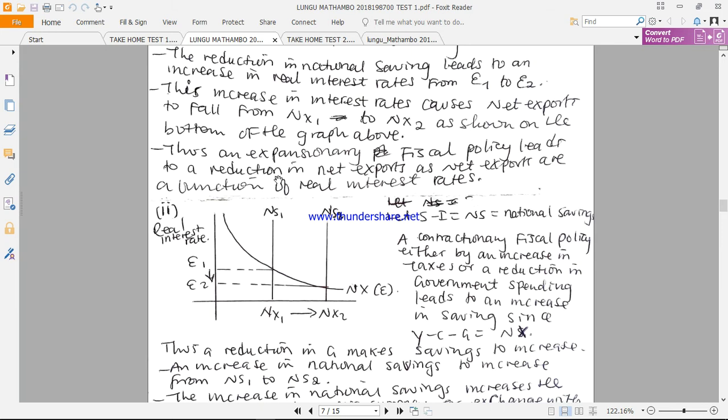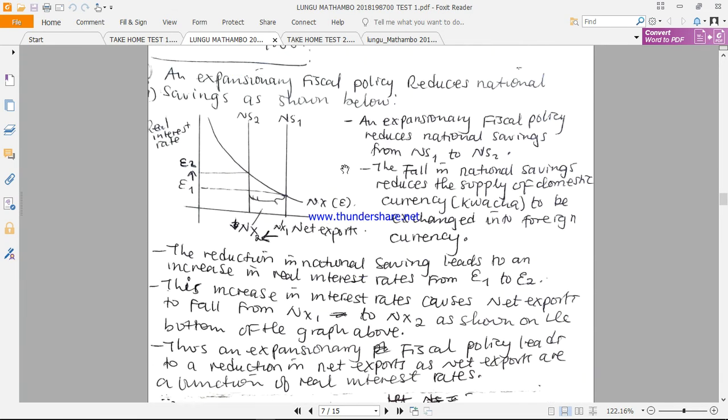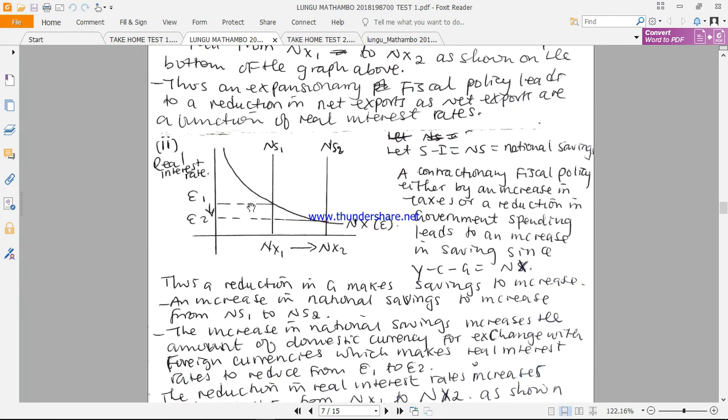We can continue. Now, the opposite of what we are talking about here: what happens if instead of having an expansionary fiscal policy, we have a contractionary fiscal policy? If there is a contractionary fiscal policy, we expect the government to reduce its expenditures.